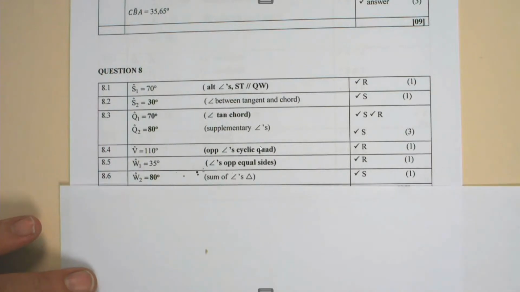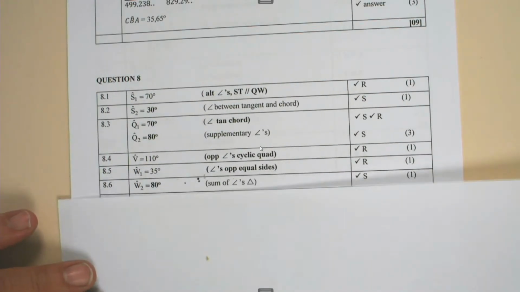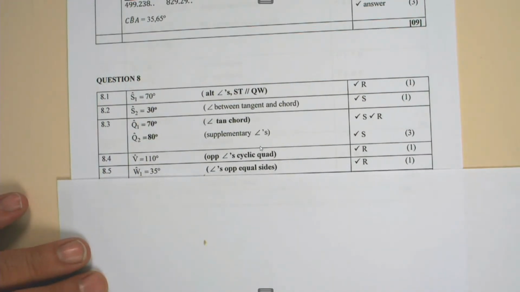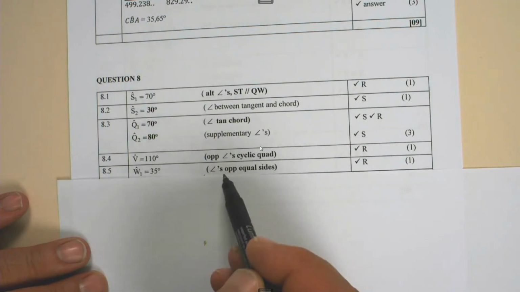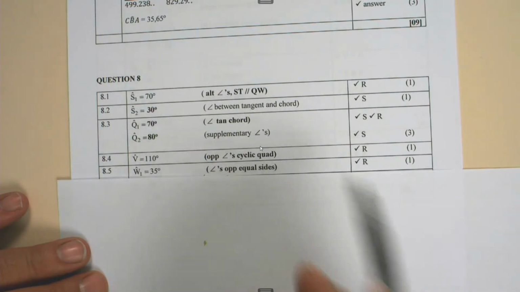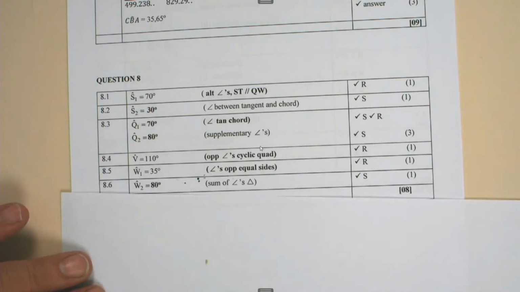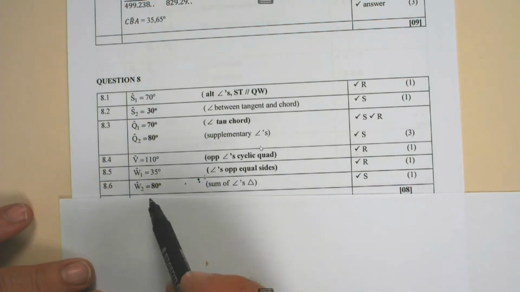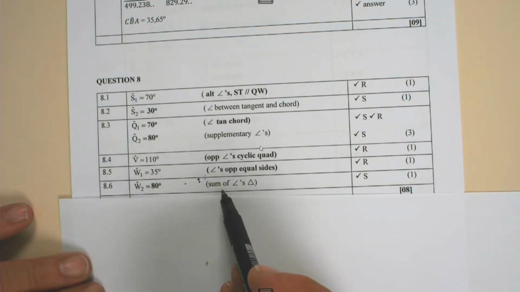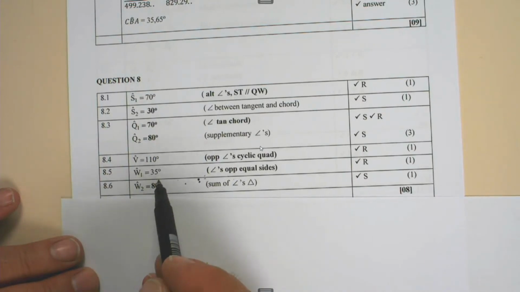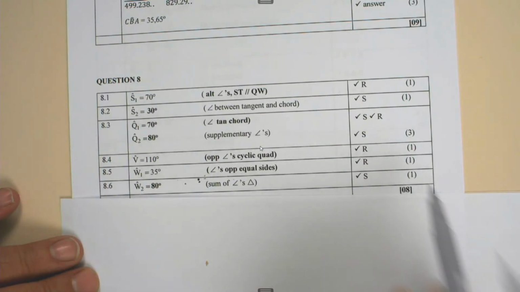And 8.5, W1 is equal to 35 degrees, 1 mark for the statement and 1 mark for the reason: angles opposite equal sides. And in 8.6, we say W2 is equal to 80 degrees, 1 mark for that statement. The reason is sum of angles of a triangle, 1 mark for 80 degrees in this specific case.